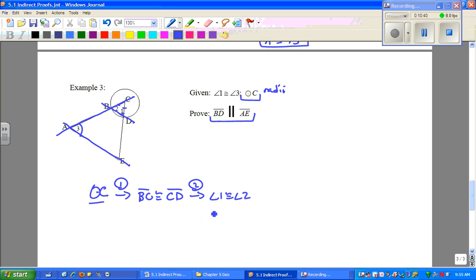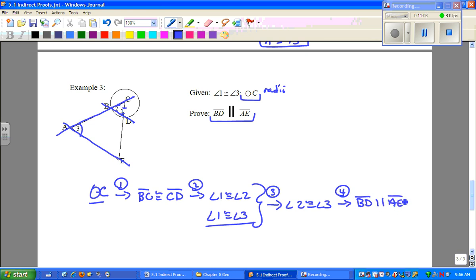We also know that from the diagram, angle 1 is congruent to angle 3 given. So wait a second. 1 is 2, but 1 is 3. So that means now that angle 2 is congruent to angle 3. And that's what we wanted because those are our corresponding angles. And we can finish with BD being parallel to AE. Reason 1, all radii congruent.